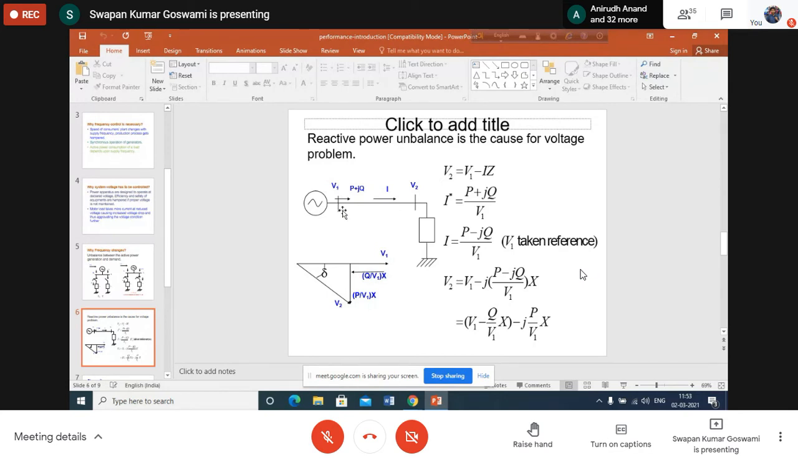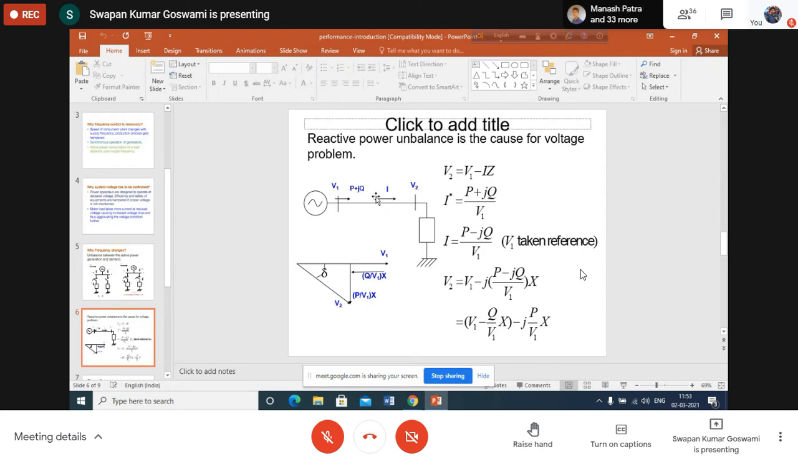V1 is kept constant. And since in an AC system, in any calculation, you must include the phase angle also, for phase angle measurement we are considering this voltage as the reference voltage. So V1 is the reference voltage, that means V1 is the magnitude at an angle of 0 degrees, and V2 will be a voltage making an angle with V1. Say P plus jQ, where active power is P and reactive power is Q, is the power drawn by this load, the power delivered here.